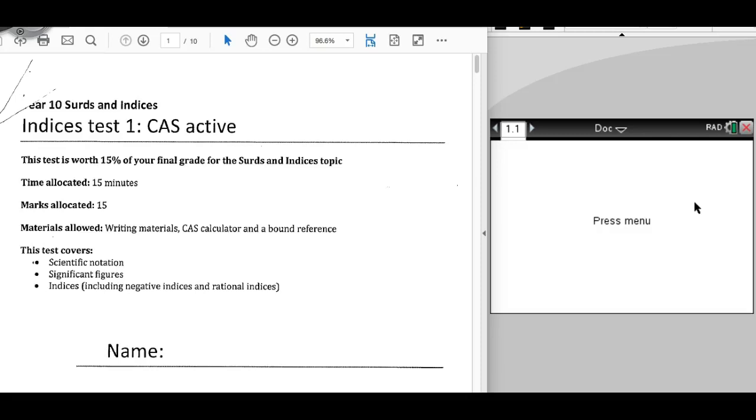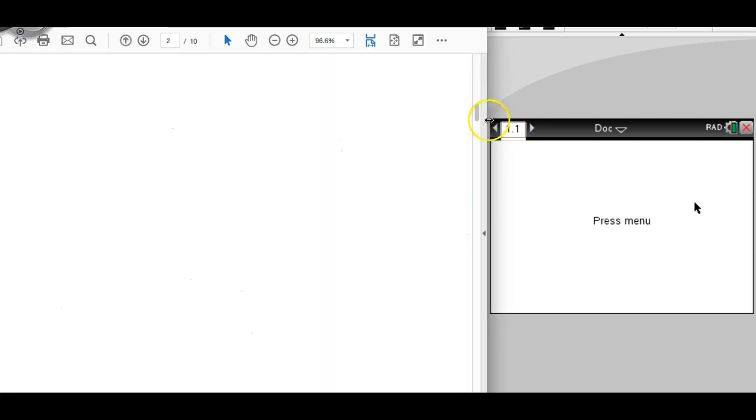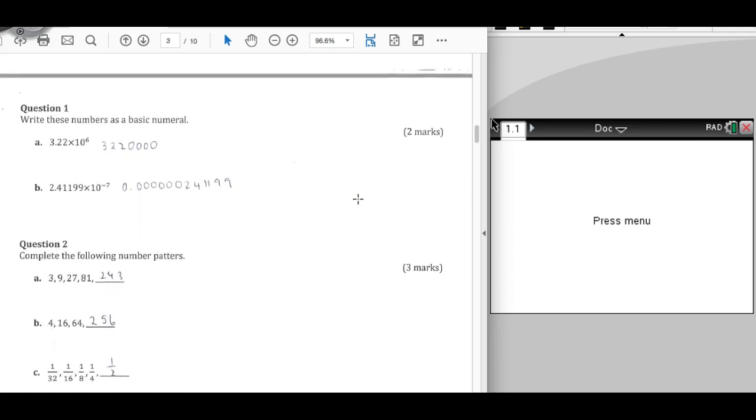All right, in this video, we're going to go through the indices test, but the practice test. So remember that the actual test has two parts. The first part is CAS active and only goes for 15 minutes, and is worth 15 marks. You're allowed your CAS calculator and also your bound reference. The indices part covers scientific notation, significant figures, and indices. So in this video, I'll go through solutions as quickly as I can.